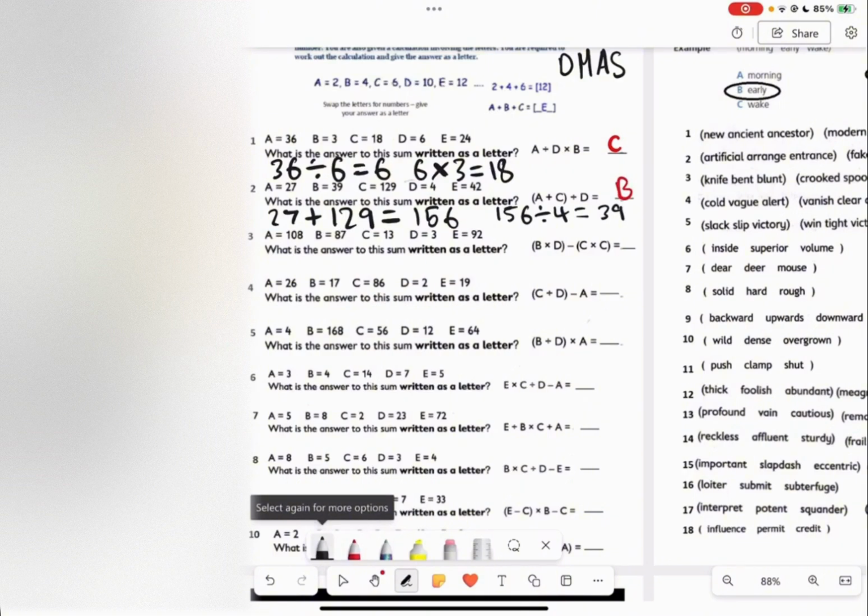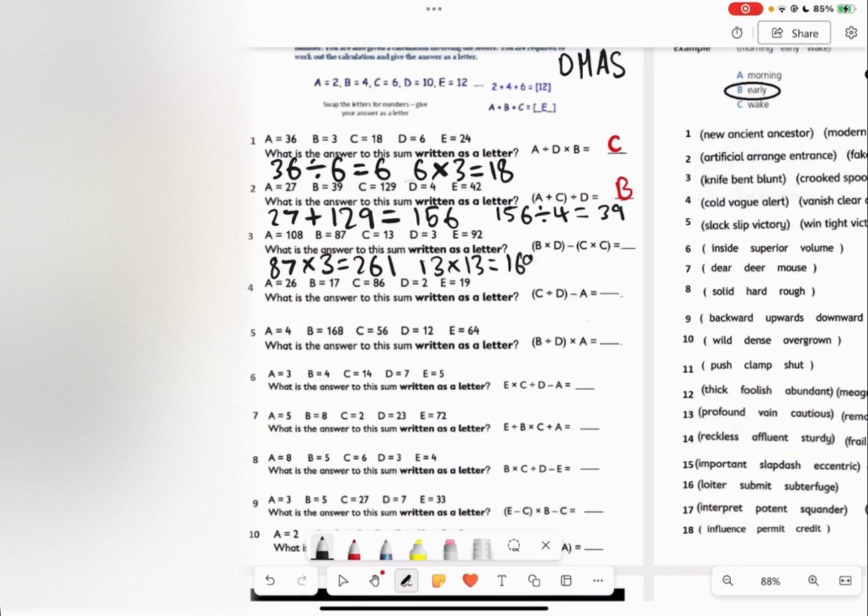We're just substituting our values based on the letters. Next, what is the answer to this sum written as a letter? Exactly the same. We're doing B times D minus C plus C times C, remembering our brackets. This is like simple algebra. So B times D will be 87 multiplied by 3. So 87 times 3 will be 261. And then we take C times C, which is 13 times 13. And that is equal to 169.